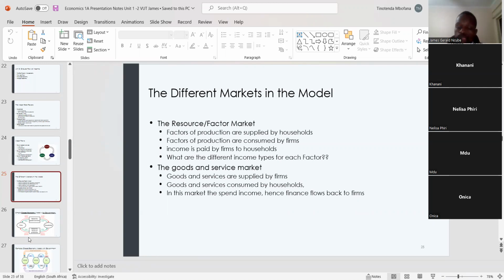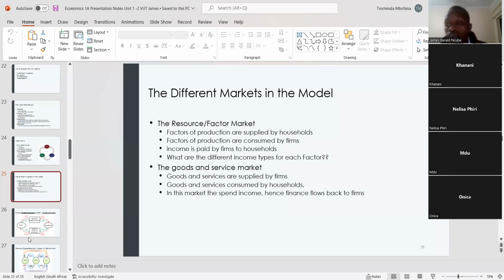But before we do that, there are different types of markets that you're going to see in the economy. There's what we call the resource or factor market, and there's what we call the goods and services market. There's also what is called the financial market, and there's also what is called the foreign exchange market. We don't really deal with those ones in detail, but you should know them. So there are four types of markets. The two major markets are the resource or factor market and the goods and services market. Those are the two major ones. Then other ones that you might also need to know are the financial market and the foreign exchange market. I'll talk about them later.